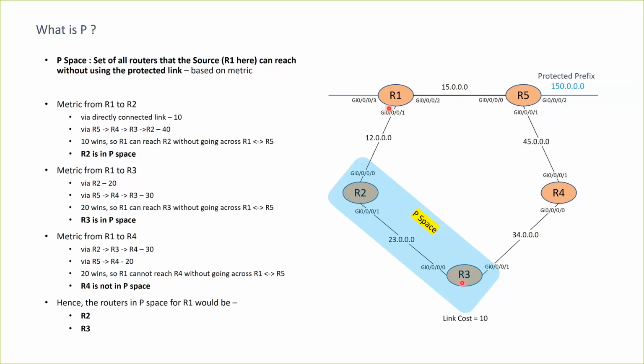Similarly with R3: R1, R2, R3 costs 20, but R1, R5, R4, R3 costs 30. So 20 wins, and R1 will not use the R1, R5 link to go to R3. So far so good, right? Now if you look at R4: R1, R2, R3, R4 costs 30, while R1, R5, R4 costs 20. Which means R1 will end up using the protected link to reach R4, so R4 is not in the P space. So you understood what the P space is, right? All this is just text explaining that.